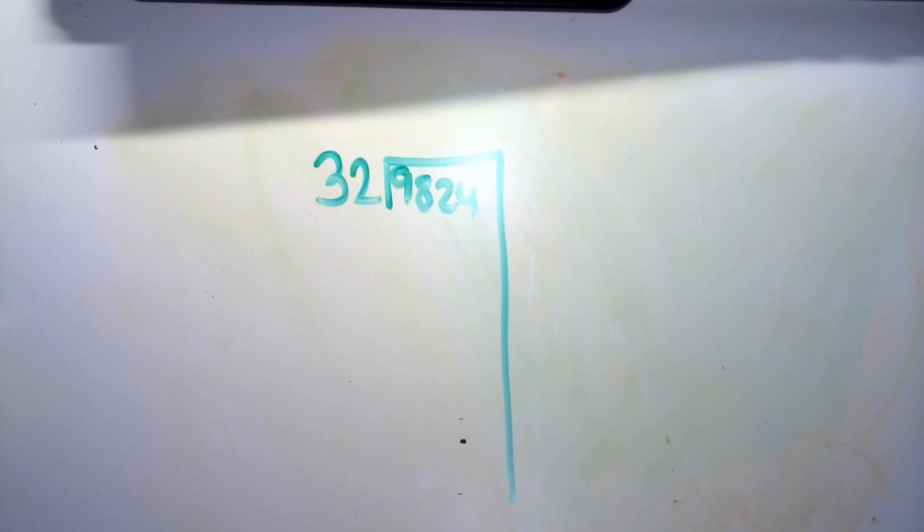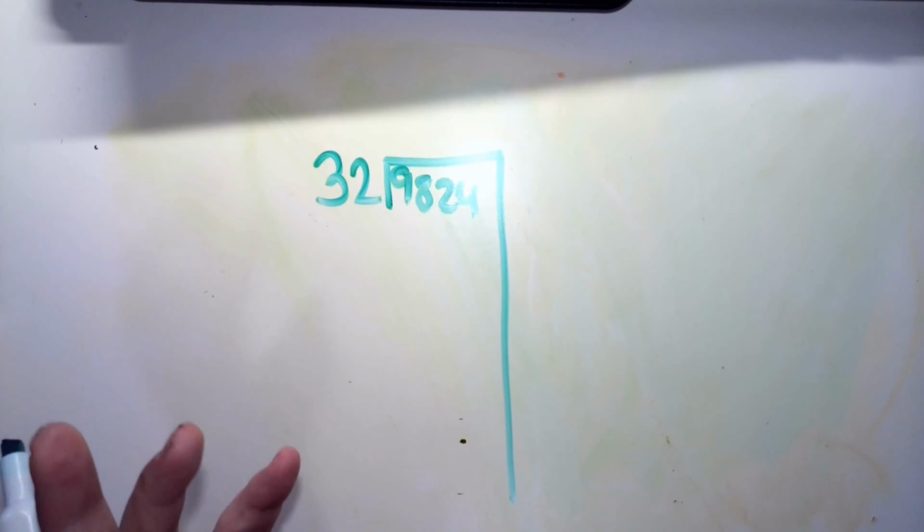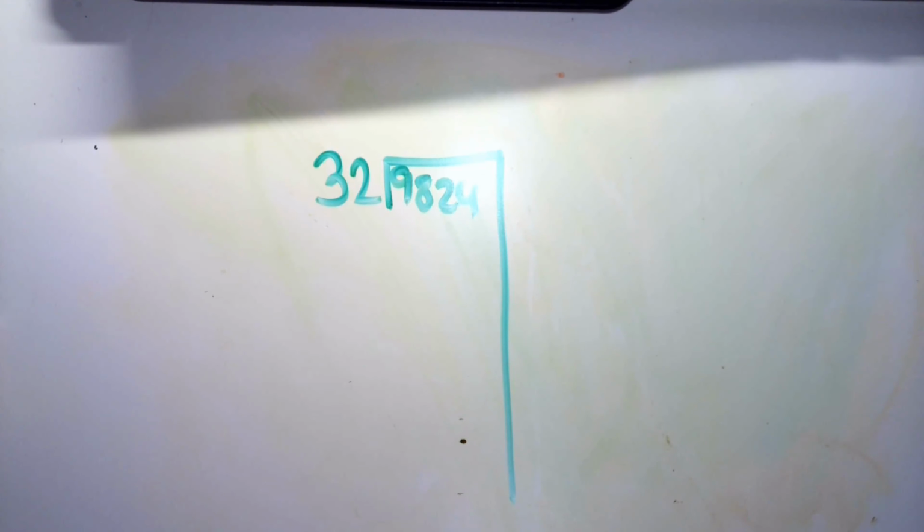I have 9,824, and I want to divide that by 32. The beauty about partial quotients is that I can take it as slow as I want, or I can go as fast as I want. For this particular one, I'm going to go just a little bit slower to show you how you can get an answer by simply multiplying by an easy digit.